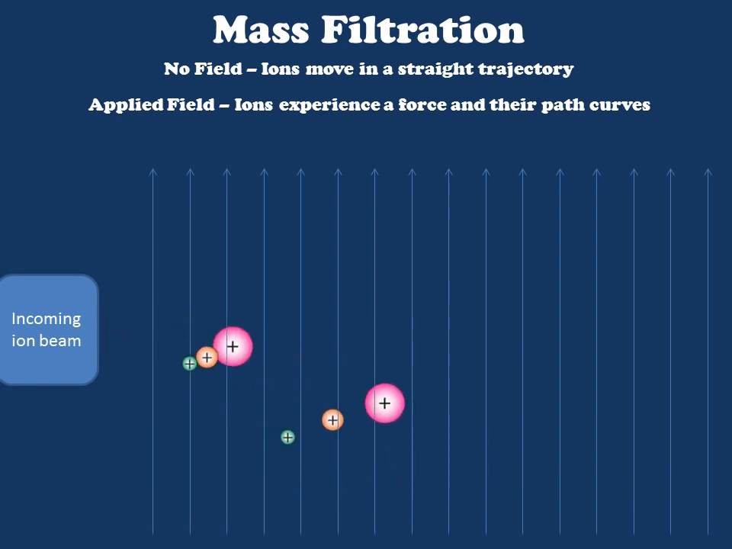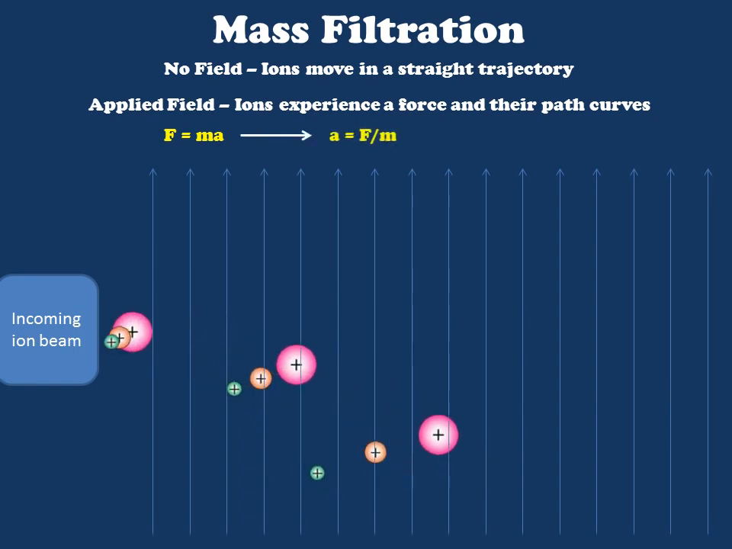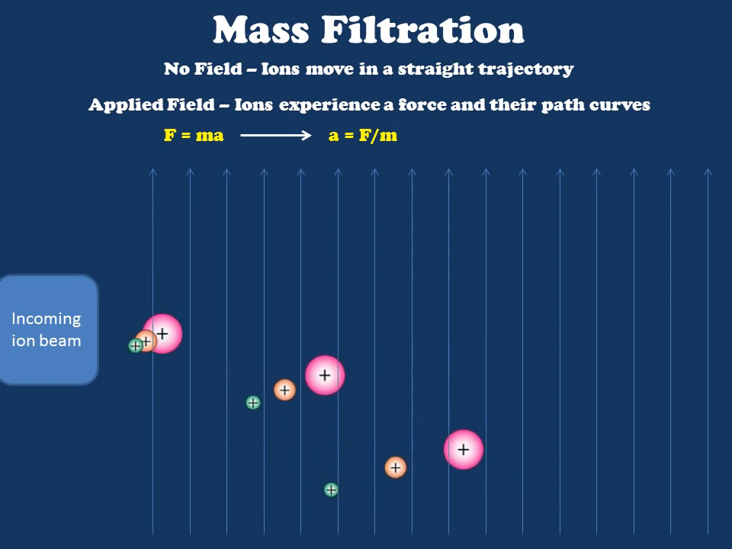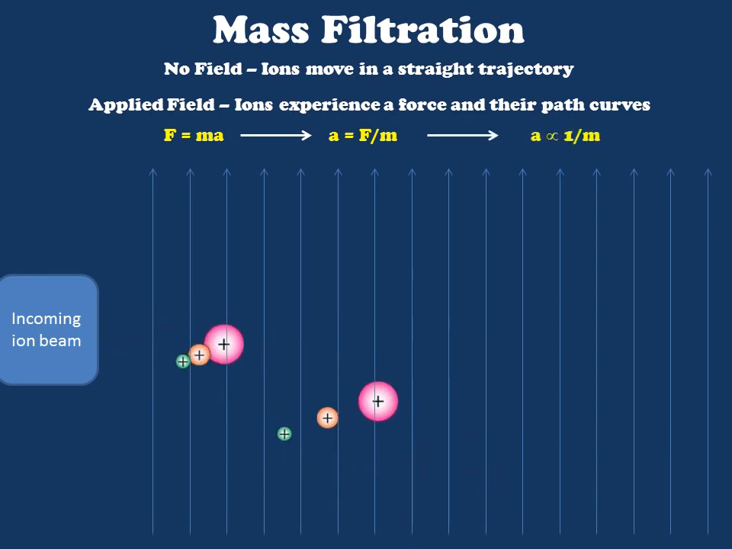Therefore, one could assume that the force acting on all of our ions, both molecular and fragments, is the same. Because force is equal to the mass times the acceleration of an object, we can calculate that the acceleration of any object must be equal to the force divided by its mass. In this instance, because force is constant for all ions, we can then determine that the acceleration is proportional to the reciprocal of the ion's mass.